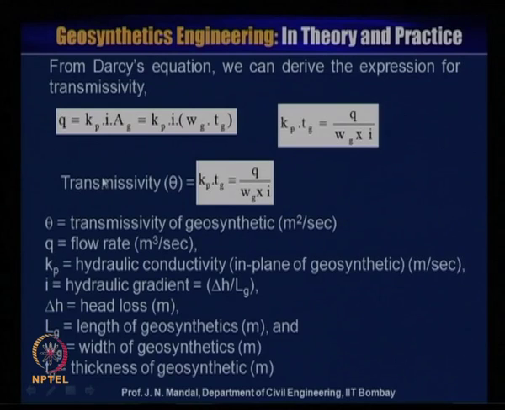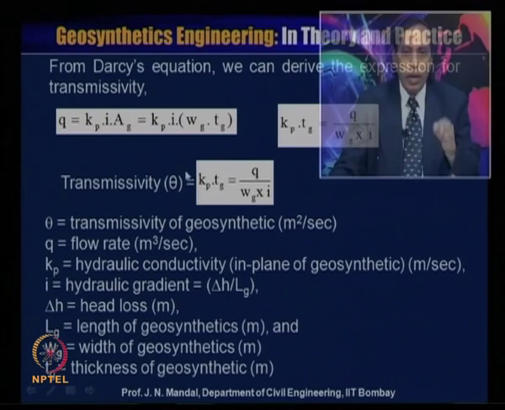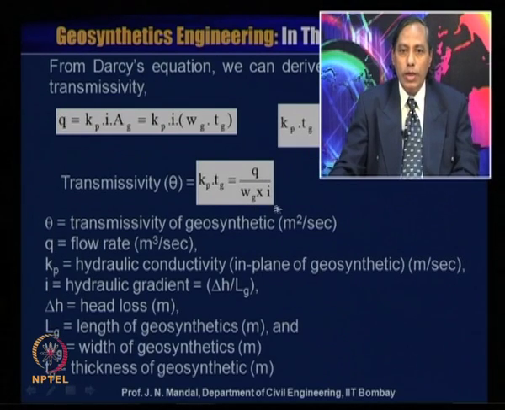So, transmittivity which can be expressed as theta is equal to Kp into Tg is equal to Q by Wg into I. This theta is transmittivity of geosynthetics, and the unit of this transmittivity is meter square per second, and Q is the flow rate, meter cube per second, Kp is the hydraulic conductivity in plane of geosynthetics, meter per second, I is equal to hydraulic gradient, that is delta H by Lg, and delta H is the head loss, and Lg is equal to length of the geosynthetic material, Wg is equal to width of the geosynthetics, and Tg is equal to thickness of the geosynthetics.